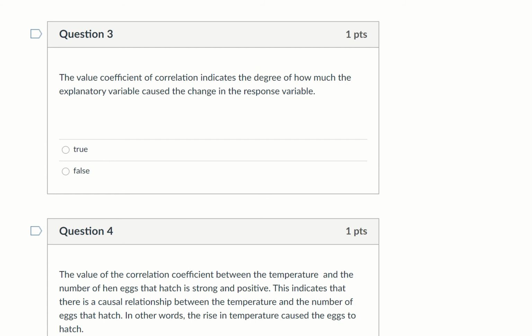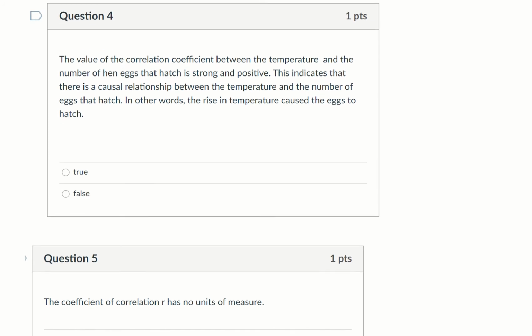Question 3, the value of the coefficient of correlation indicates the degree of how much the explanatory variable caused the change in the response variable. So basically it's saying that when you calculate the R, it tells you how much the explanatory variable caused the change in the response variable. Well, first off, remember that it doesn't indicate causal. Remember that correlation does not imply causality. Okay, so this is a question of correlation versus causation. Correlation means that there's a relationship between the explanatory variable and the response variable, but not that one caused the other. Okay, so this is actually false because of that word caused.